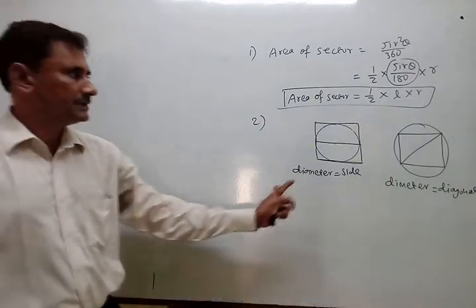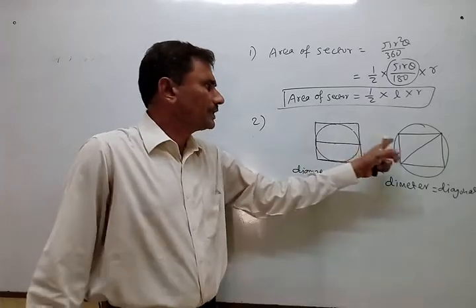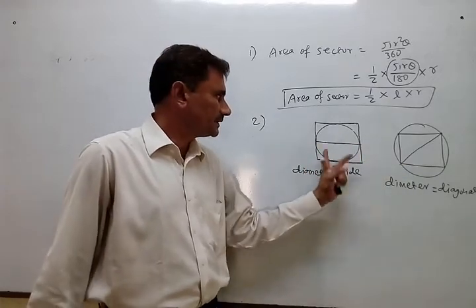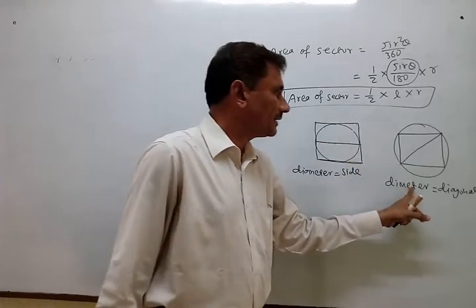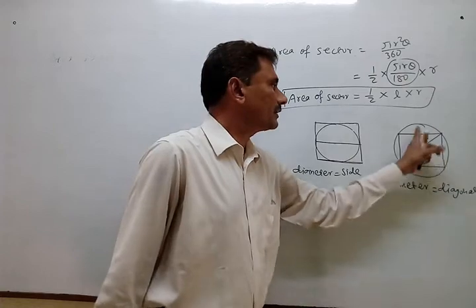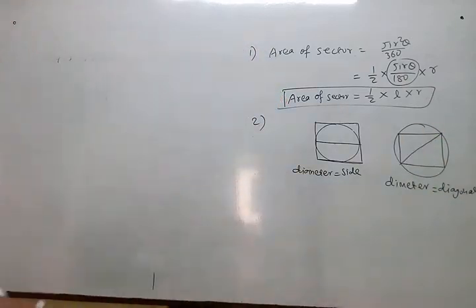So you understand what the relation between them is? Nothing to memorize, only by drawing the figure you can say what types of relation. Here diameter and side are the same. Here diameter and diagonal are the same. Diameter of circle and diagonal of square. So just understand it.